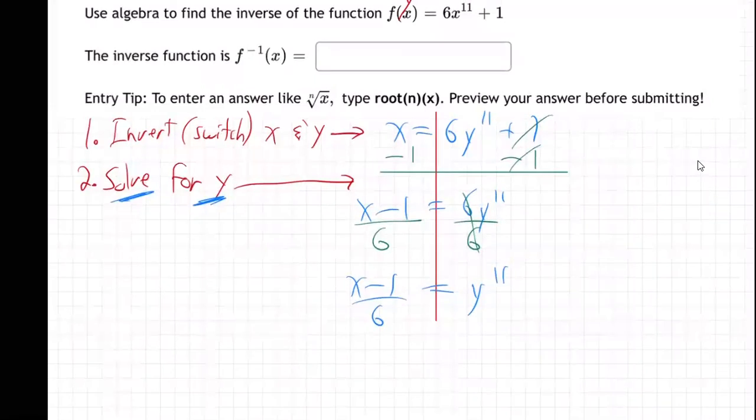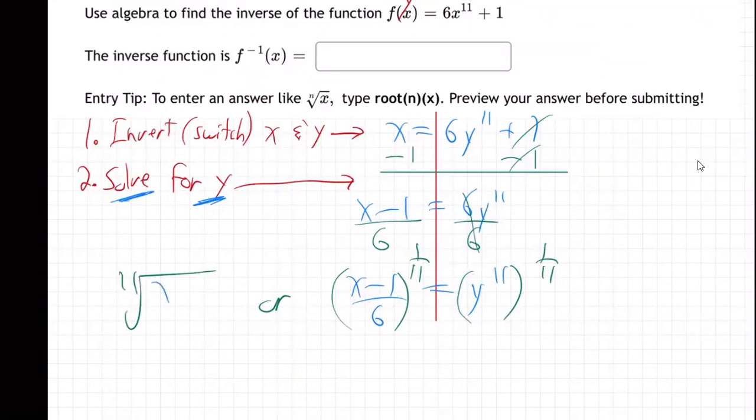Okay, now one more step. What do I do to get rid of that 11th power? What am I going to do? You raise it to the 1/11th, or you could do the 11th root. It's the same thing.